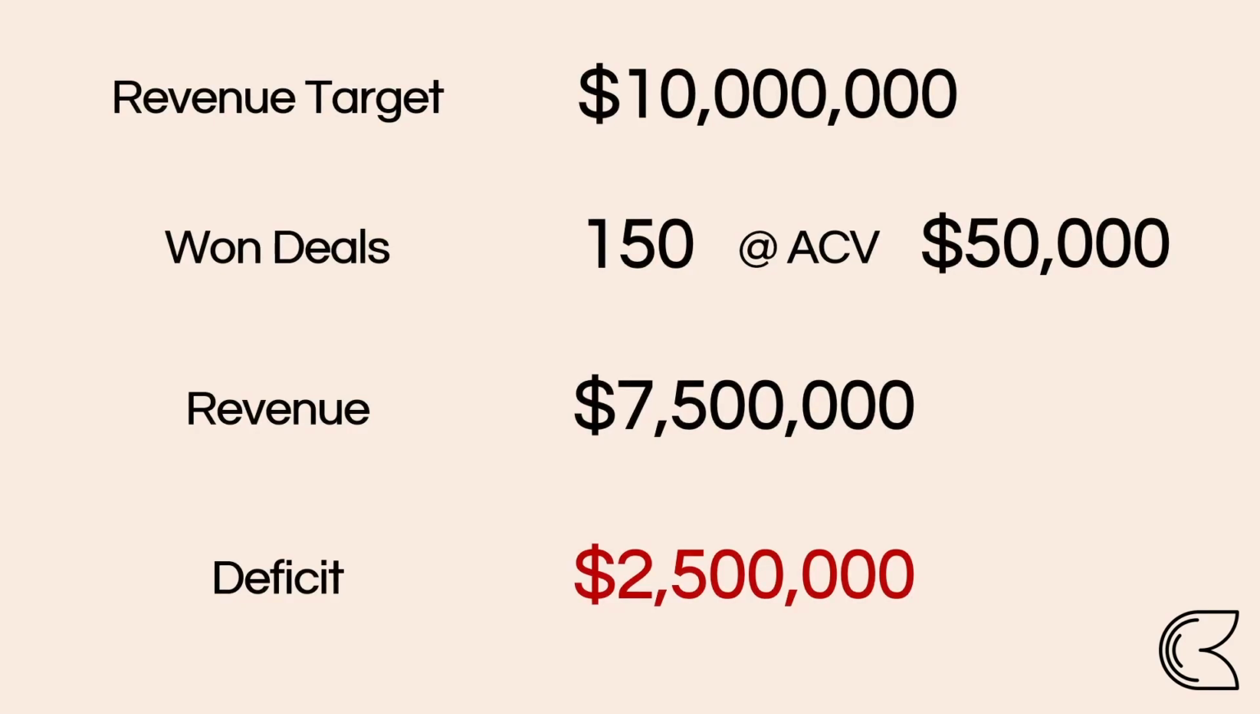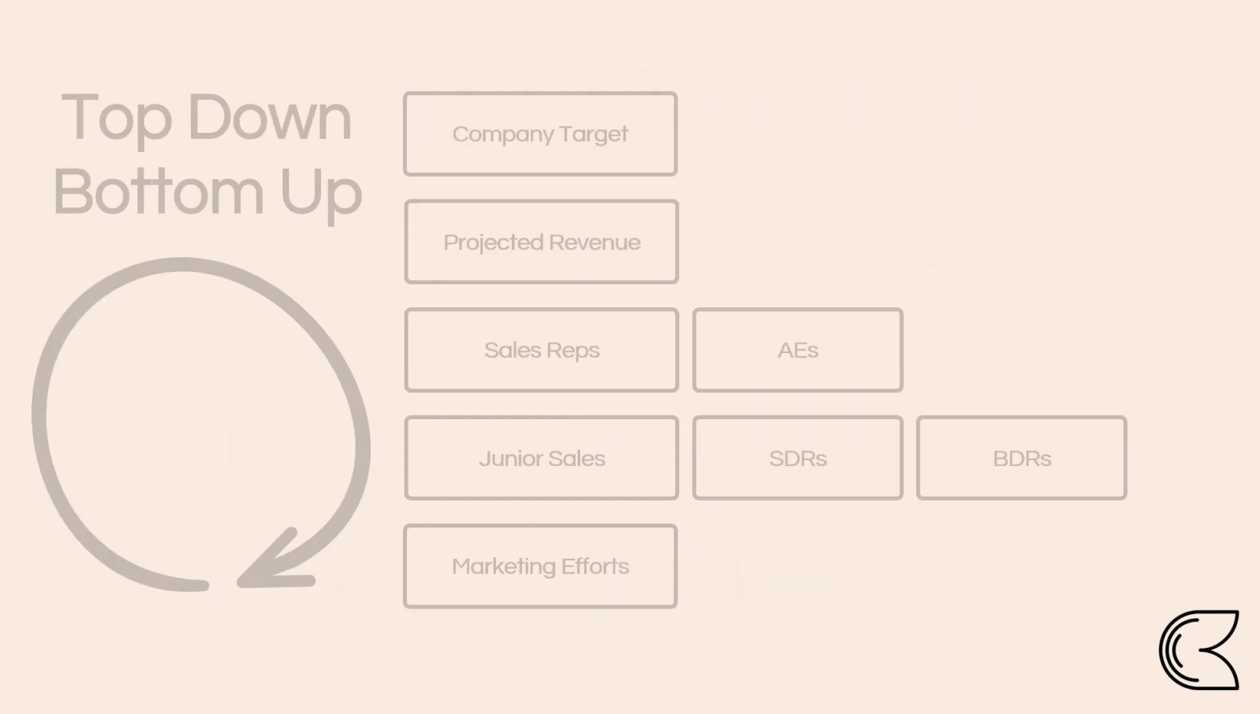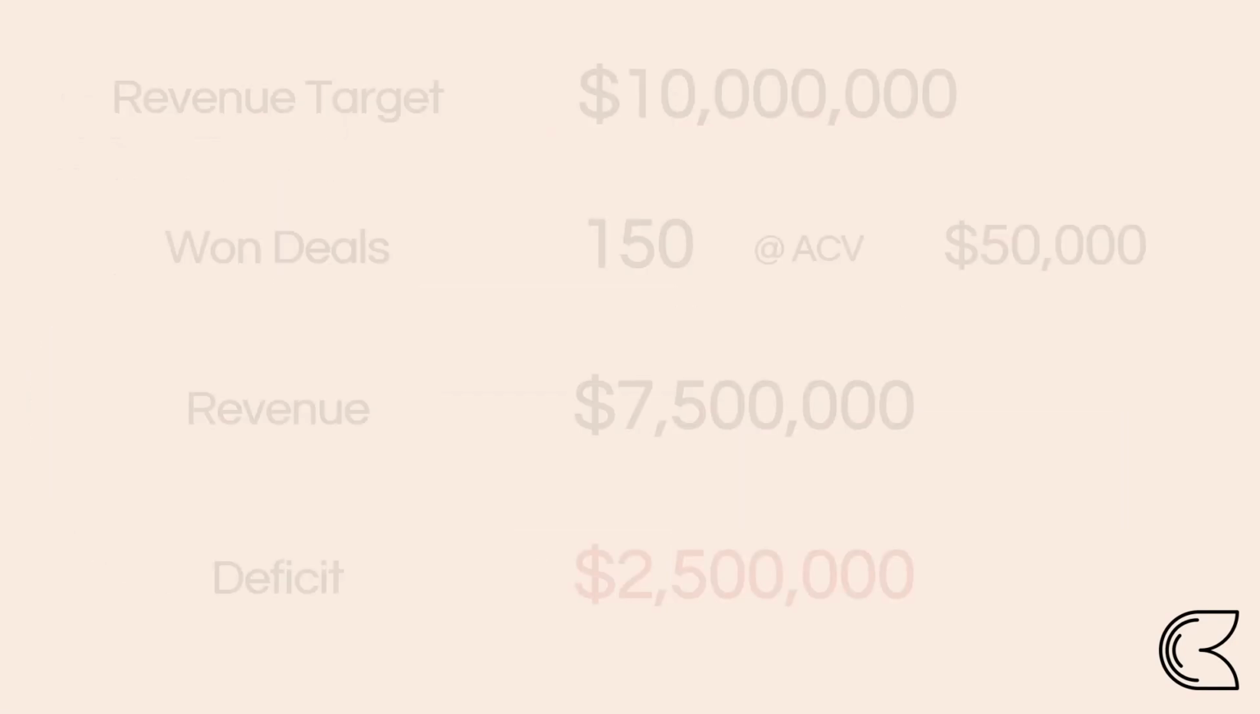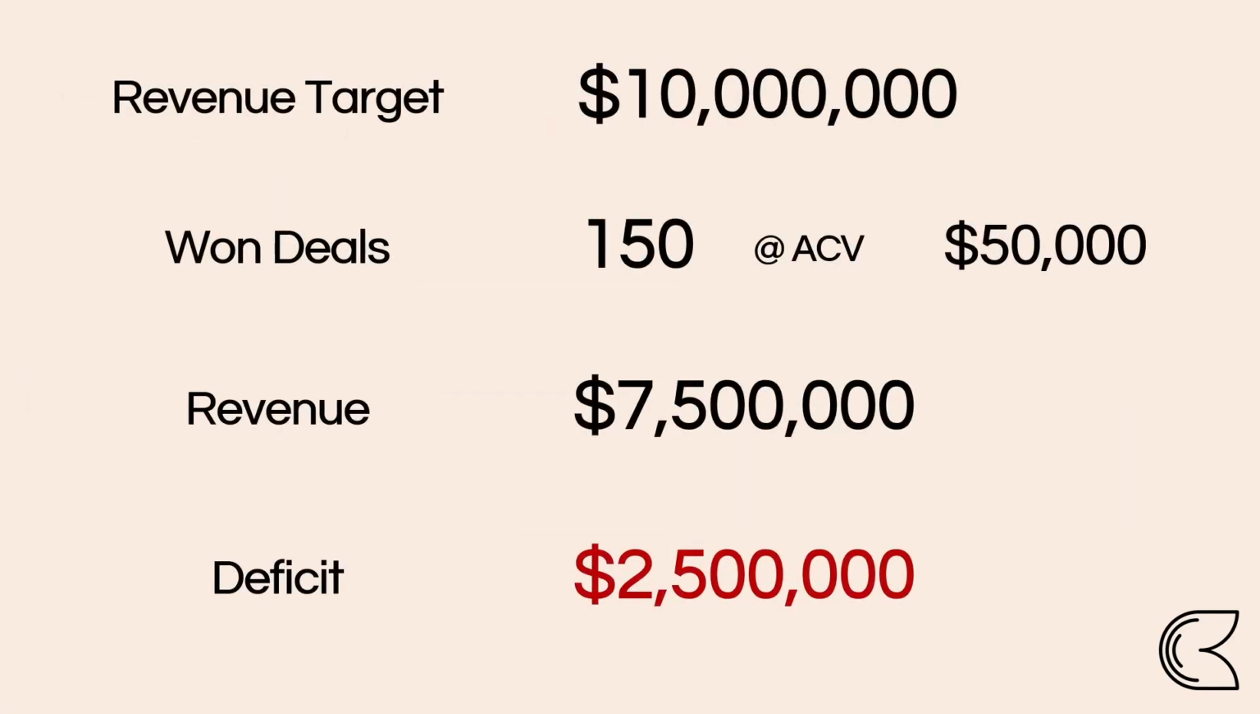This is where we enter the world of top-down, bottom-up modelling. It's primarily bottom-up modelling, but there's a top-down component. You start off with your bottom-up to figure out where your projected revenue sits compared to company target. Then you iterate, going from top-down to bottom-up until the projected revenue matches your company target. So, going back to this, what would this look like in practice?